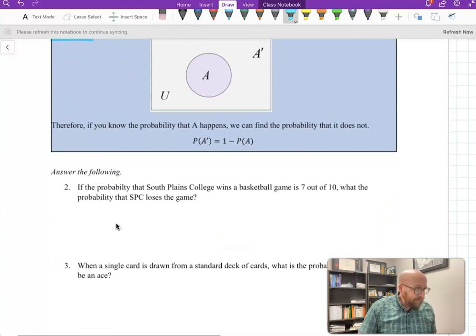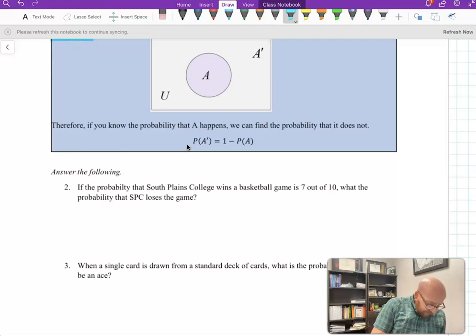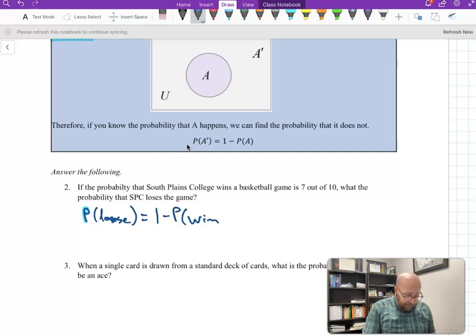So, problem number 2. If the probability that South Plains College wins a basketball game is 7 out of 10, what is the probability that it will lose the game? Now, some of this can be answered just by thinking about it, but let's get into the practice of utilizing this idea. So, the probability that they will lose a game is equivalent to 1 minus the probability that they win the game.